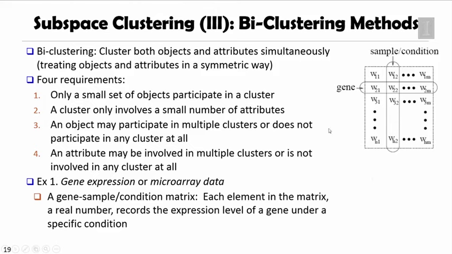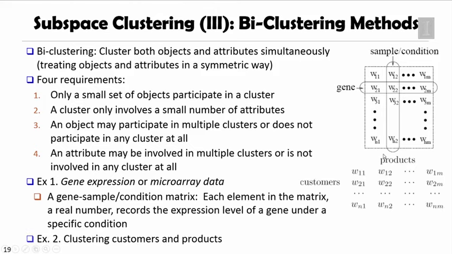Then a typical example is gene expression or microarray data. What you get is this matrix we call gene-sample or gene-condition matrix. So each element in the matrix represents a real number. It records the expression level of the gene under a certain condition. Another example could be customers and products, and their relationships. This simply says one customer may be involved in more than one bicluster, and some products also may be involved in more than one cluster, or some products may not be involved in any cluster at all.